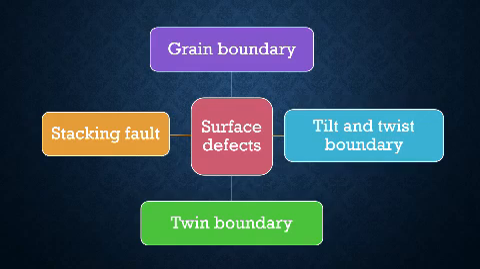Some important internal surface defects are grain boundaries, tilt and twist boundaries, twin boundaries, and stacking fault. Grain boundaries are the regions between differently oriented crystal grains, whereas twin boundaries are the mirror image regions within a crystal. And stacking faults are the errors in the regular atomic stacking sequence.